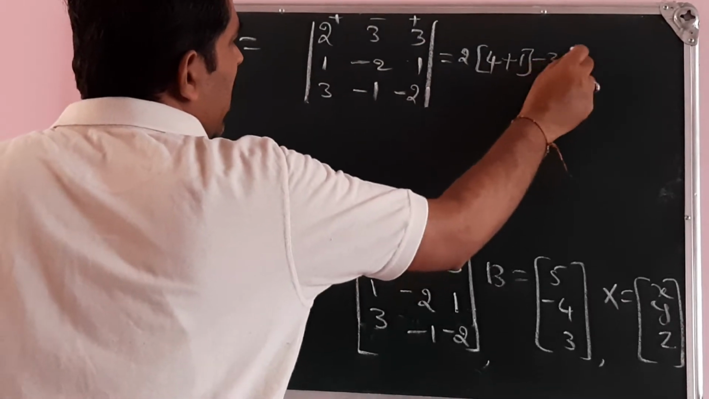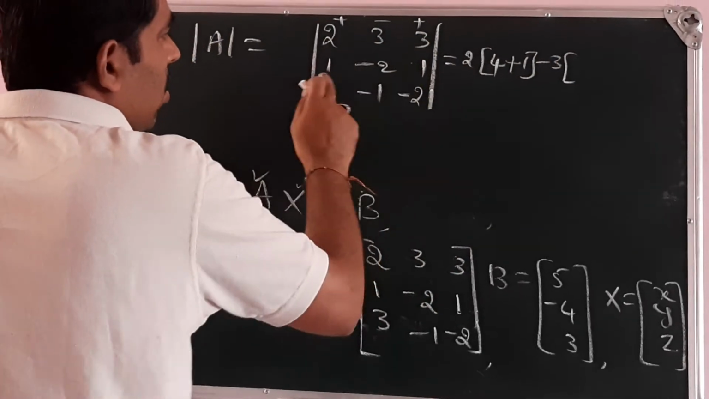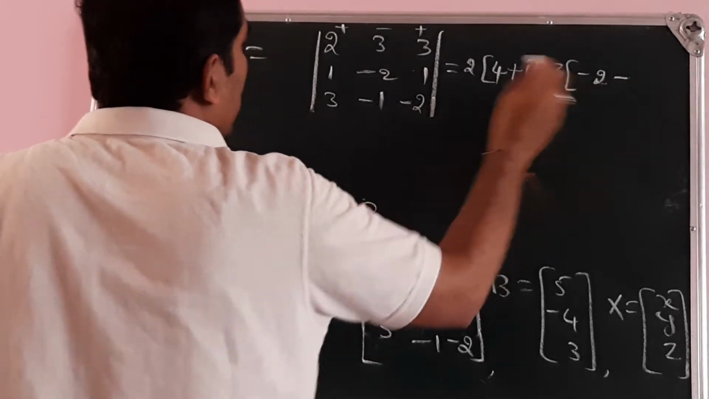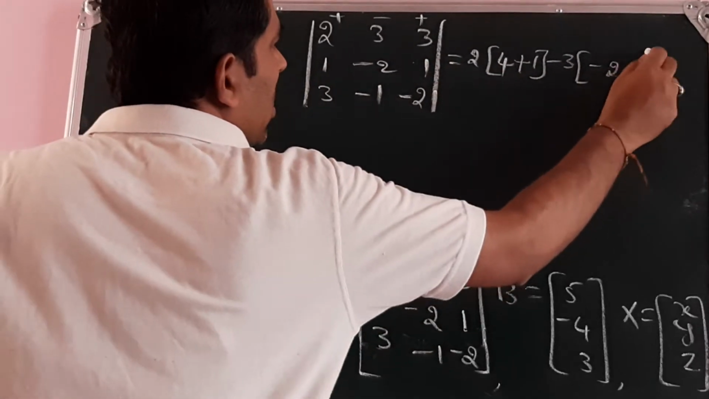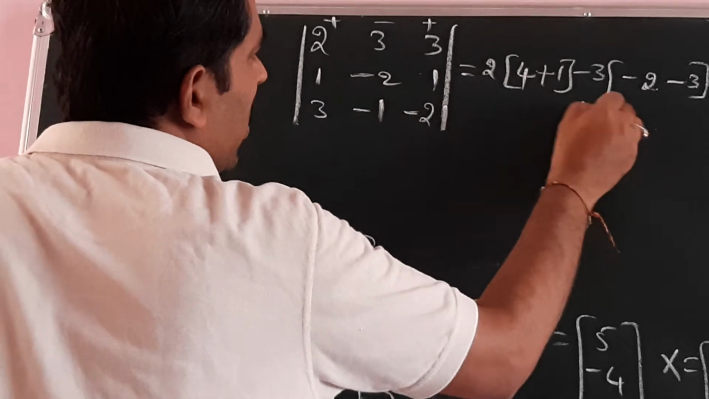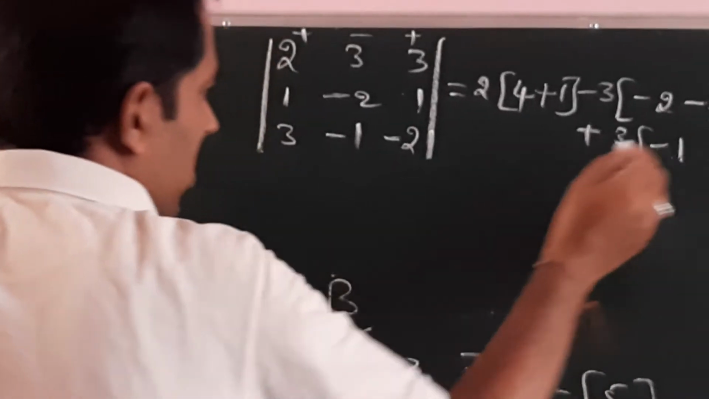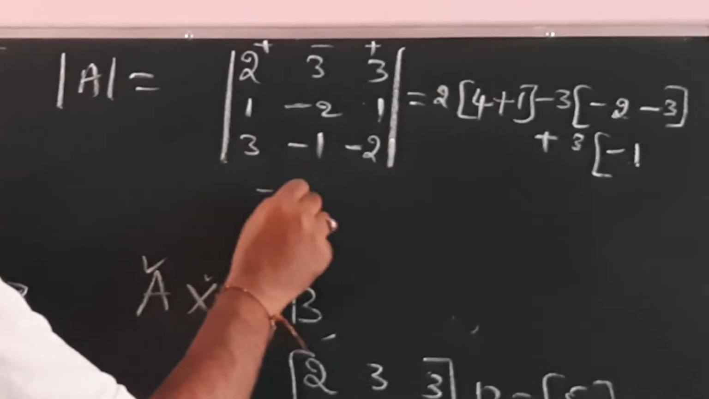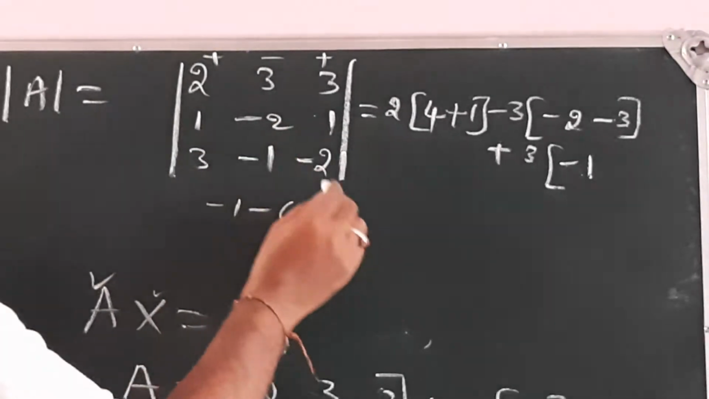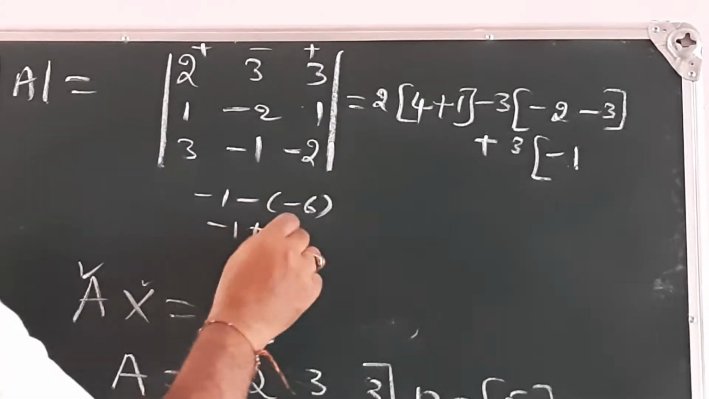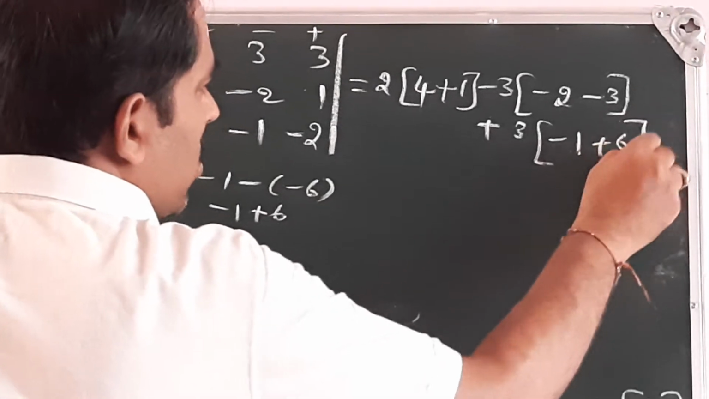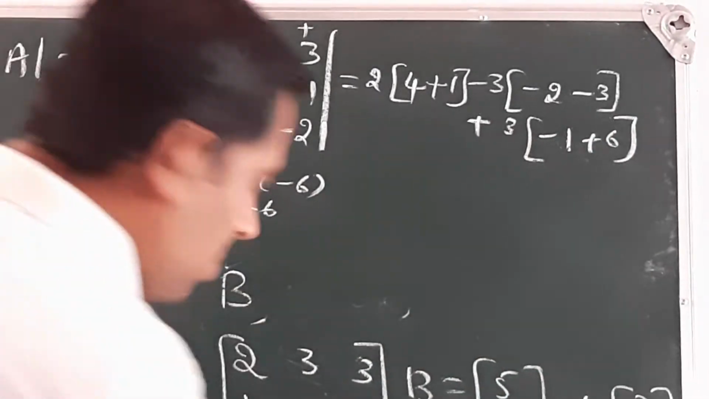Then minus 3 into, leave this column and this row, 1 into minus 2 is minus 2, minus 1 into 3 is 3. Then last is plus 3 into, leave this column and this row, 1 into minus 1 is minus 1, minus of minus 2 into 3 is minus 6. So that will be minus 1 plus 6. We write minus 1 plus 6.